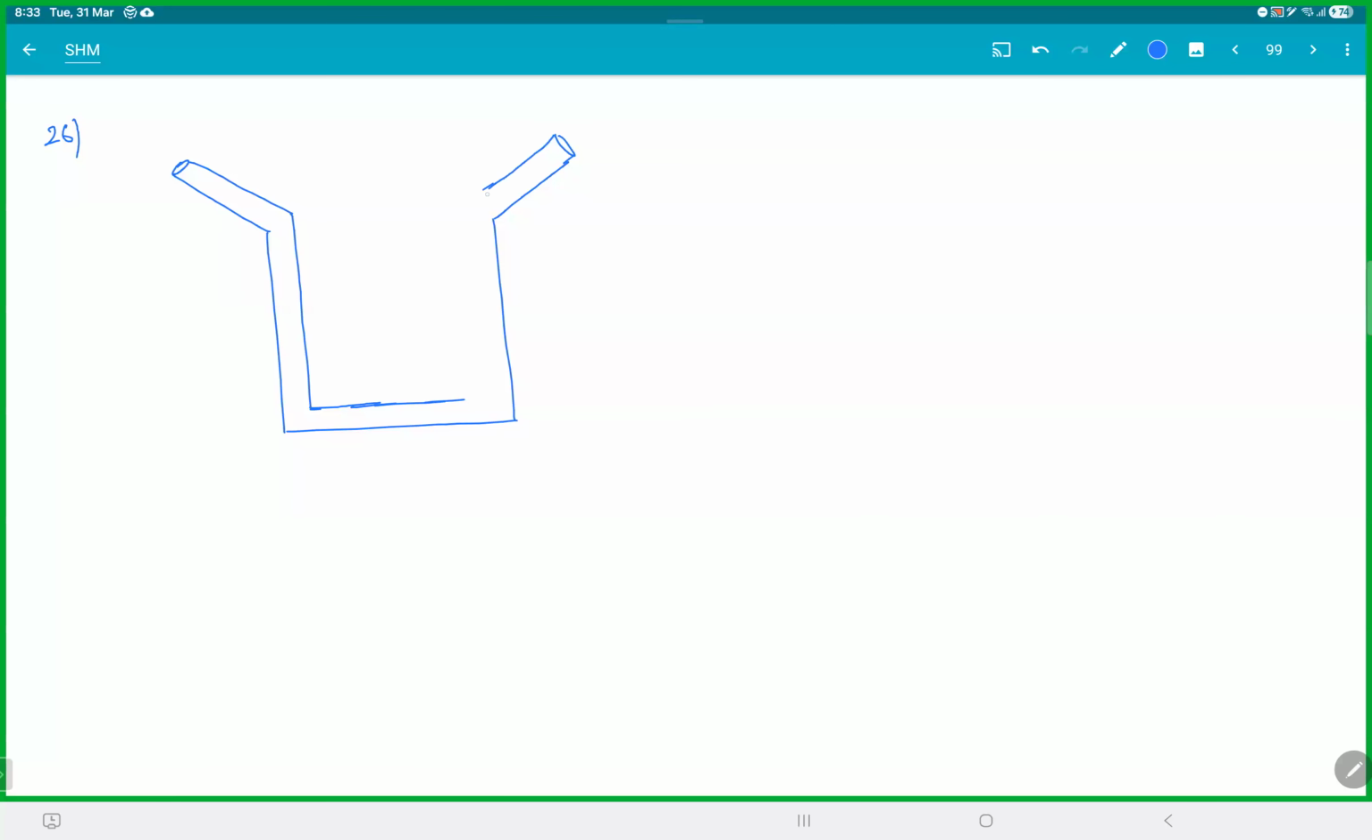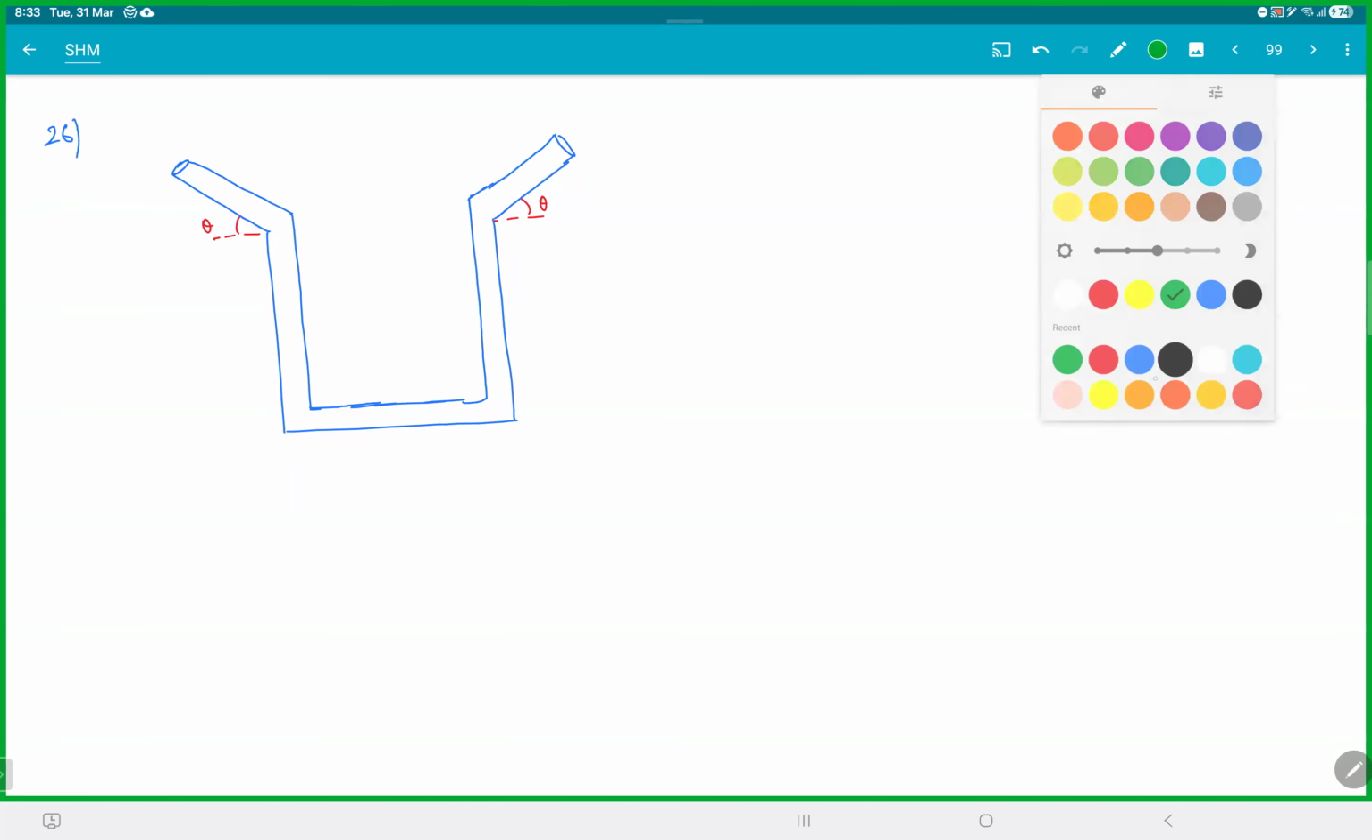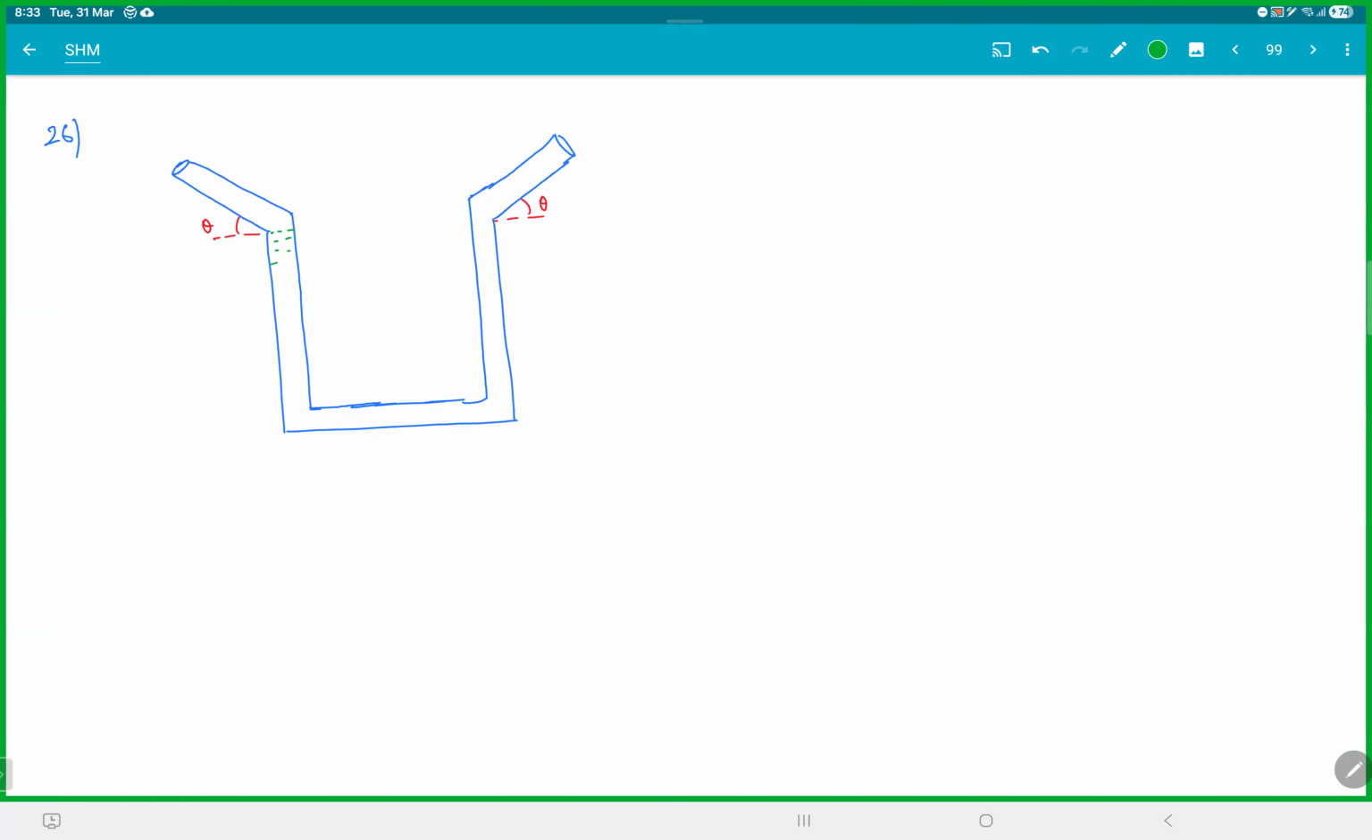So we have a U-shaped pipe here, but the edges are looking like this. This is theta, this is theta, and this is filled with liquid till this point. This length is L, this length is L, and this length is L. Now the liquid is disturbed, so you push the liquid to one side by a small x and then release it.